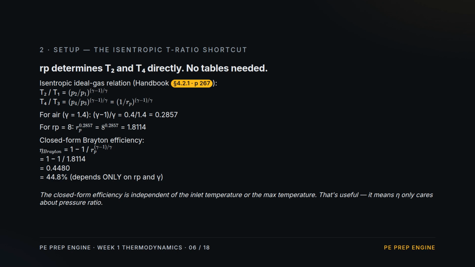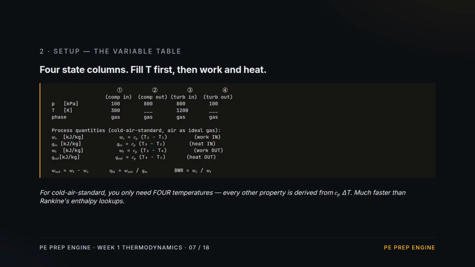The headline Brayton result. Variable table. 4 state columns, 1 per device junction. Given, pressures at 1 and 3, temperatures at 1 and 3. Compute T2 from the isentropic compression, T4 from the expansion. Then 4 process quantities: compressor work, heat in, turbine work, heat out, and net work, efficiency, back work ratio last. Under cold air standard, 4 temperatures solve the whole cycle, no enthalpy lookups, much faster than Rankine.